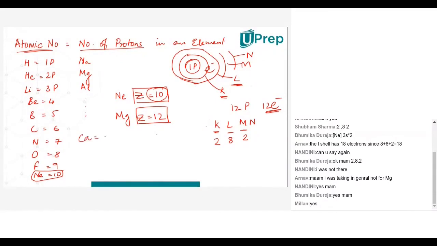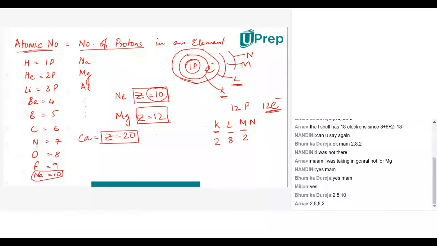Okay. All right. Now, similarly, can you tell me the electronic configuration for calcium? Calcium atomic number is 20. I want you to tell me the electronic configuration for calcium. Between Arnav and Bhumika, how many of you say it is 2, 8, 10 and how many of you say it is 2, 8, 8, 2?